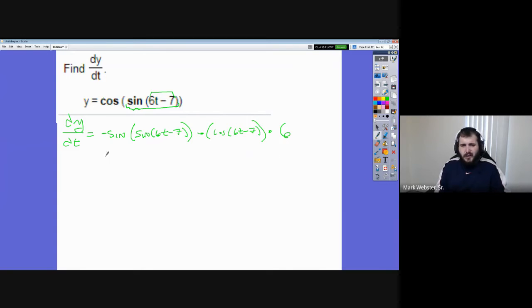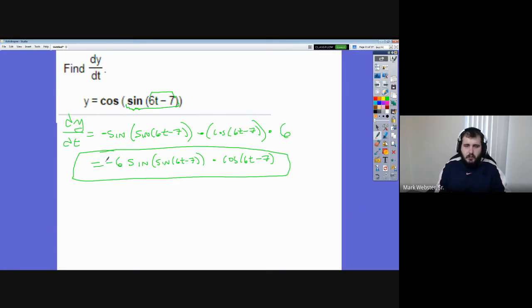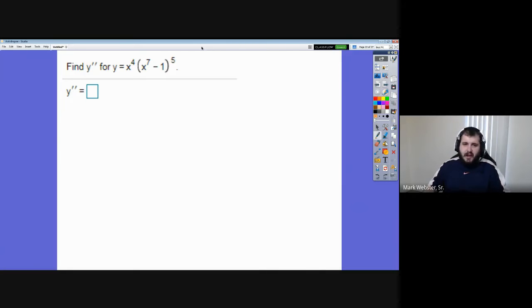And again, you don't have to do any more than that, but negative 6 sine of 6t minus 7 times cosine of 6t minus 7. And that's it. Again, don't overthink this. Once you're good at this, these take like 5 seconds to do. So now this one wants y double prime. So we're going to do this and then we're going to do it again.